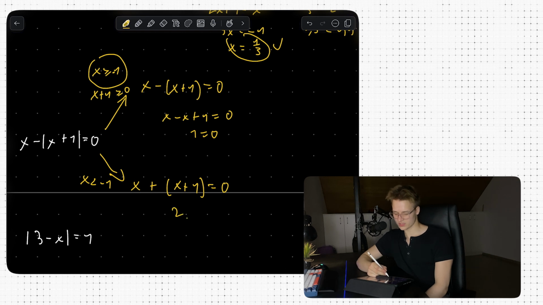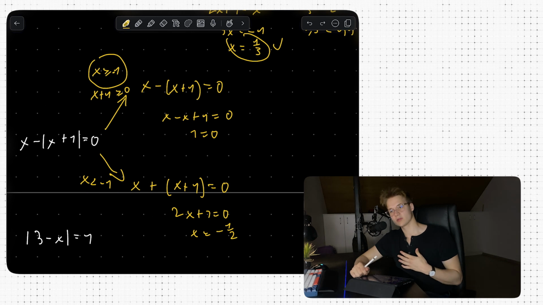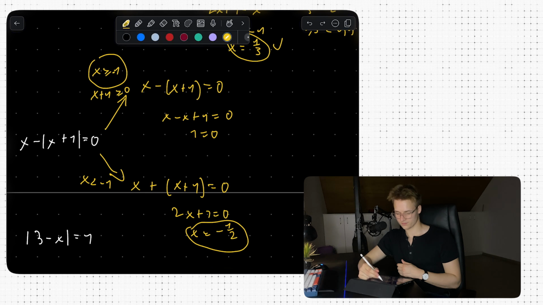Equals 0, and in this case we would get 2x plus 1 is 0, and x is minus 1/2. So, when x is less than minus 1, the only solution is x is minus 1/2, which is greater than minus 1. So this is also not possible, okay? We're just going to write x here and an x here. So this exercise has no real solutions, okay?